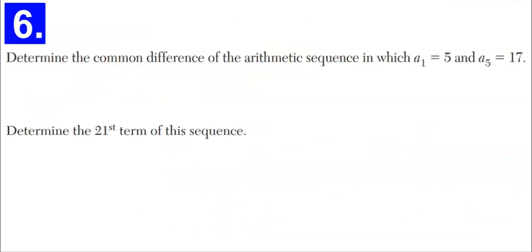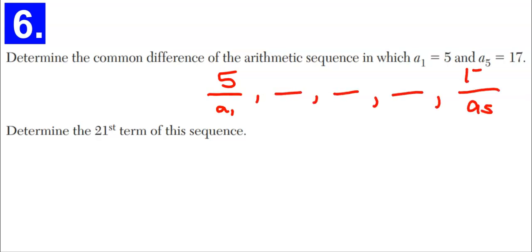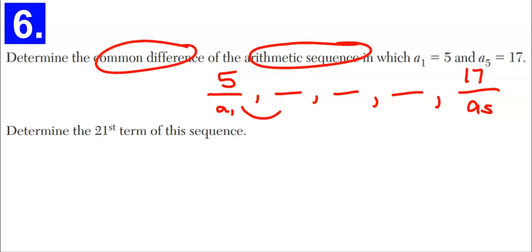Question number 6. Determine the common difference of the arithmetic sequence in which A1 is equal to 5 and A5 is equal to 17. They told us it's arithmetic. They told us it's a common difference. So we're trying to decide, what do we need to add or subtract in order to make these moves to get to 17? Well, I can clearly see that I'm getting larger.